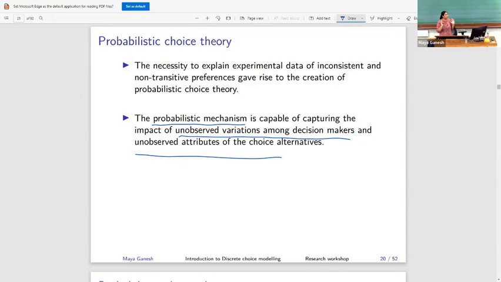So in some sense, it is my admission, as an analyst, of a lack of more precise knowledge about the individual's decision-making process, right? So that is creating this. So this probabilistic mechanism that they came up with is to be able to capture the effects of that unobserved variations among the decision makers, or the unobserved attributes of the alternatives, which I as an analyst am unable to see or unable to measure.